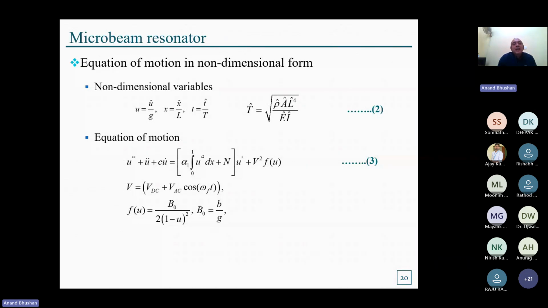as a non-dimensional partial differential equation of motion. Here we can see that V is a voltage component, which has both a VDC and a VAC component. FU is the electrostatic actuation force. So we need to solve this equation 3 to compute the static and frequency characteristics of the microbeam resonator.